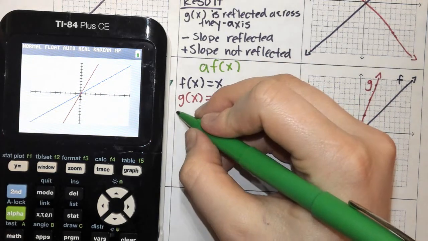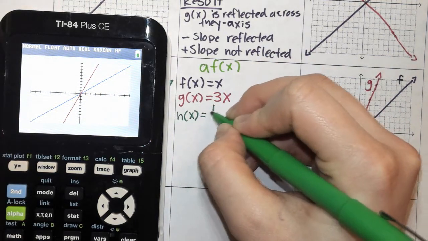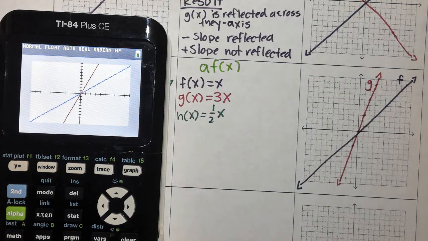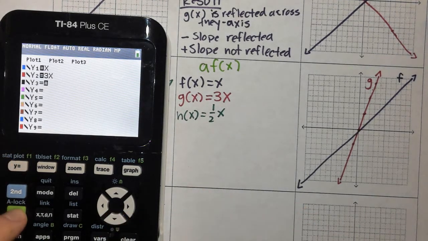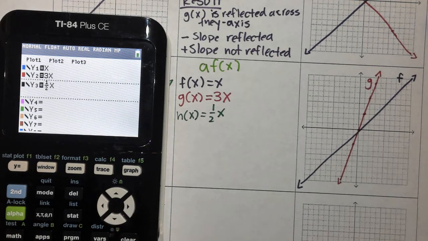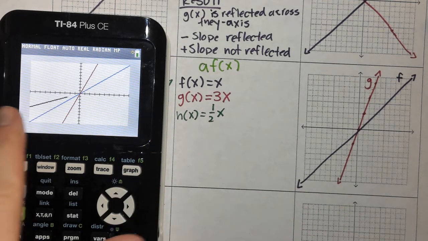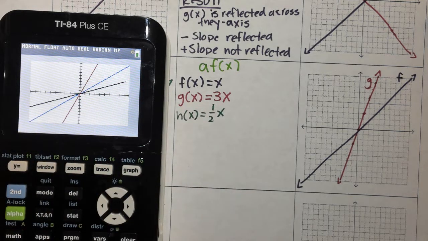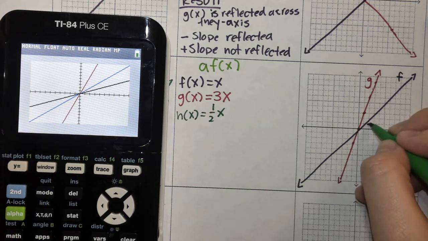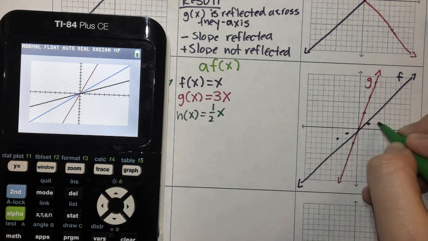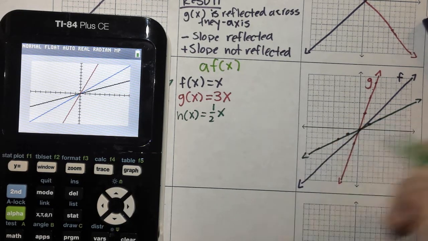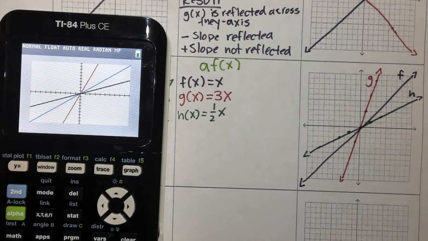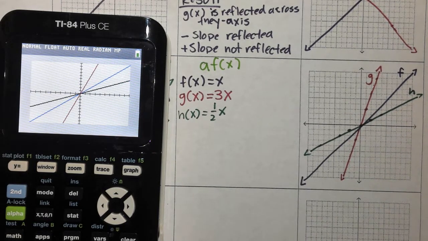Now, if I have h of x, and it was 1/2 x, how do you think the line would compare? Do you think it's going to be more steep or less steep? Less steep. Okay, so let's see if that's true. Oh, look at that. So were you right? Yes, it is less steep. I'm going to go ahead and graph that one as well. I'm going to give you guys a second to get caught up.